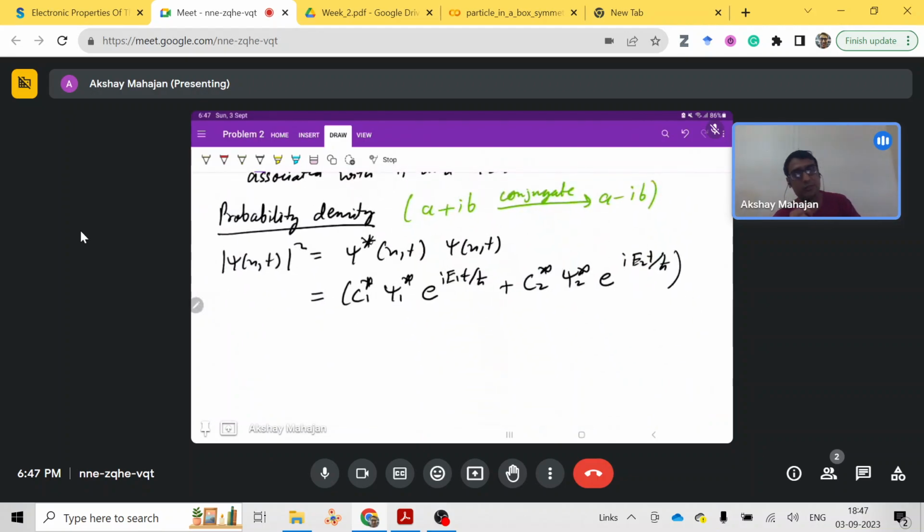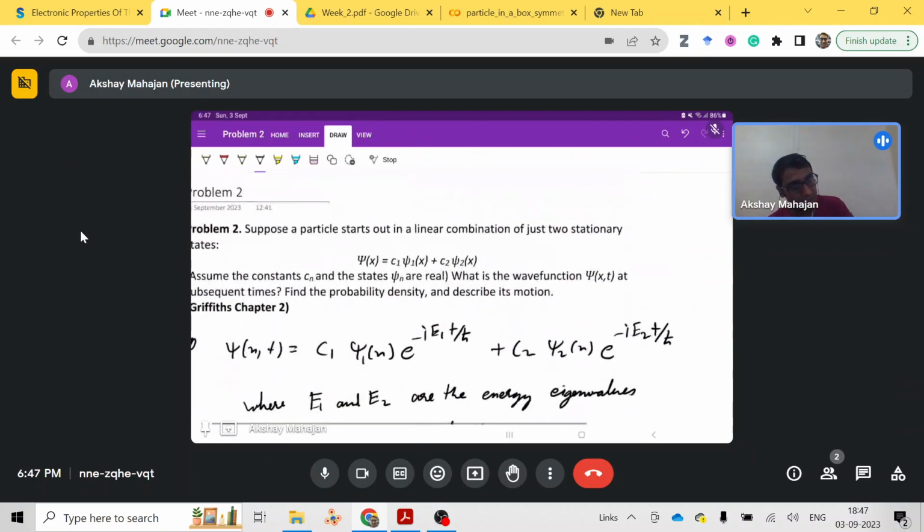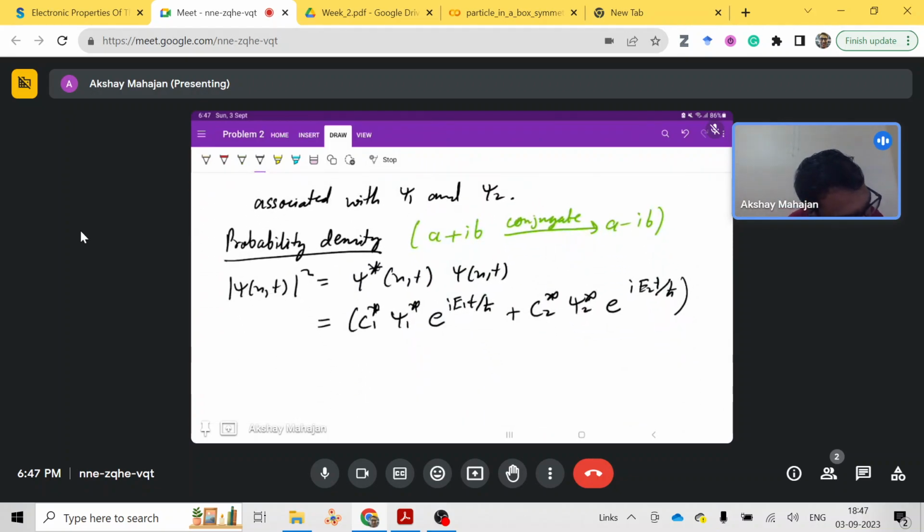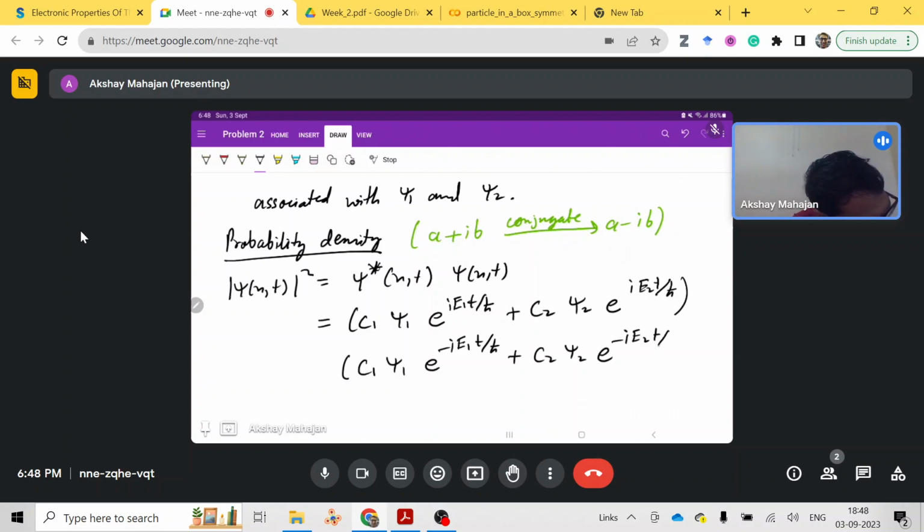Then we know that c1 and psi 1 are real. We can assume that the c's and psi's are real, so I can just remove this star sign, because their complex conjugate will be the same. So we have c1 psi 1 e to the power minus iota E1 t by h cross plus c2 psi 2 e to the power minus iota E2 t by h cross.